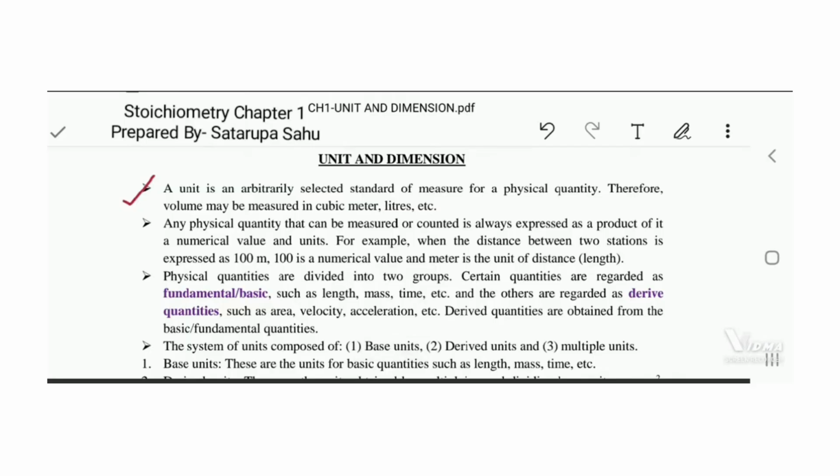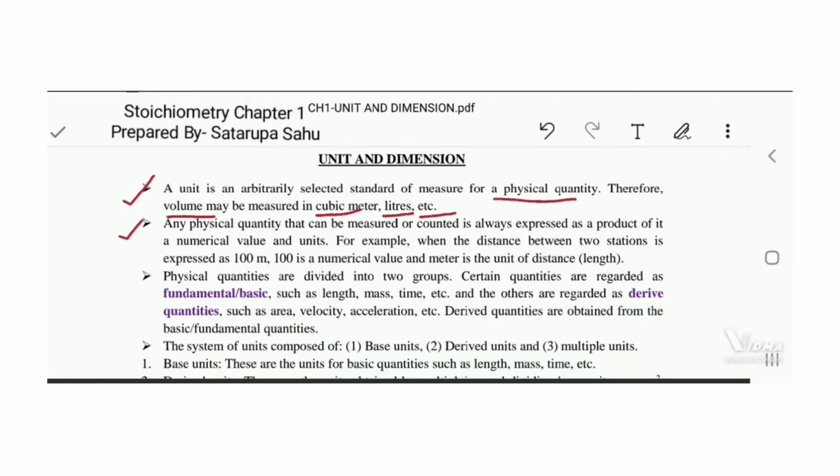A unit is an arbitrarily selected standard for measurement of a physical quantity. For example, if we have to measure volume, it can be measured in cubic meter, liter, etc. Like if we are going to measure length, we can measure in centimeter, meter, foot, etc.